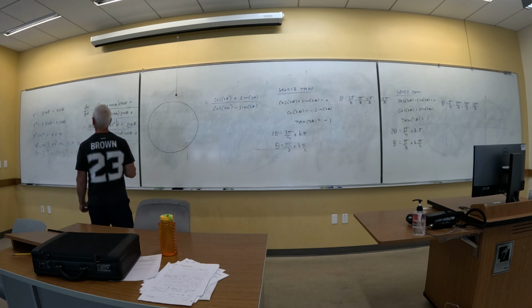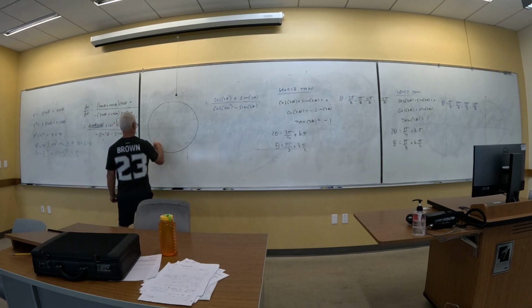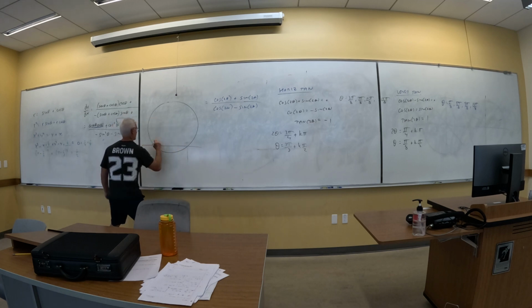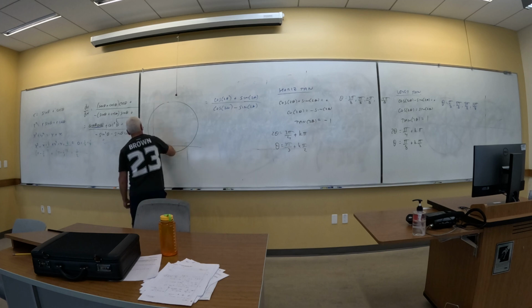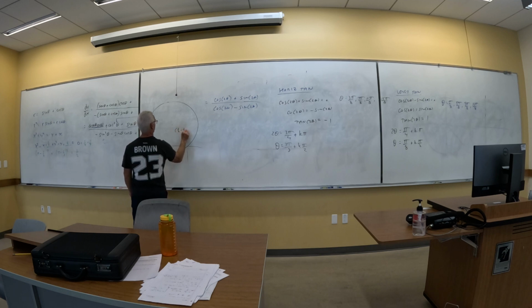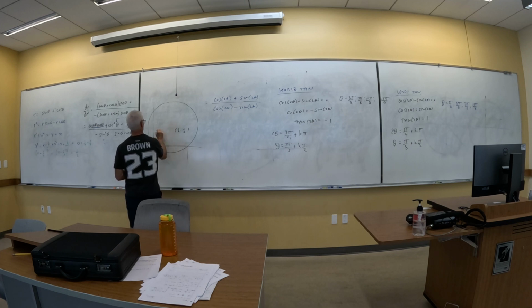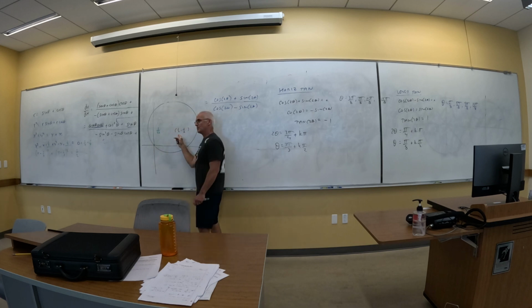So on my graph, where is the origin? Probably about here, I think. I'll do the best I can here. A half squared plus a half squared is a half. And the square root of a half is 1 over root 2. So there's my radius. So see where the origin is right here.